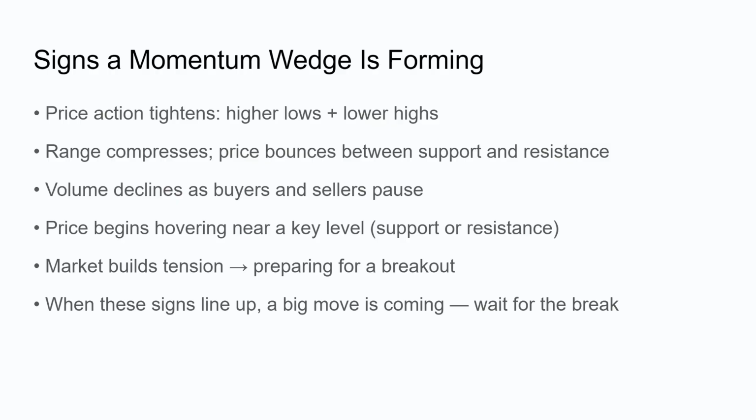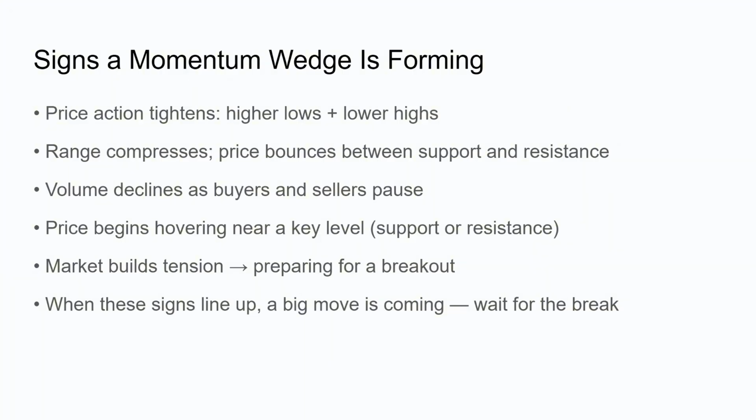So a few clear signs tell you a momentum wedge is forming. First, you'll see that the price action starts to tighten, again with higher lows, lower highs, and the range will compress, and price will bounce between the support and resistance, right? As that happens, volume is usually declining, and this is the market basically telling you that they're waiting, because the buyers and sellers are slowing down as tension builds inside of the range.